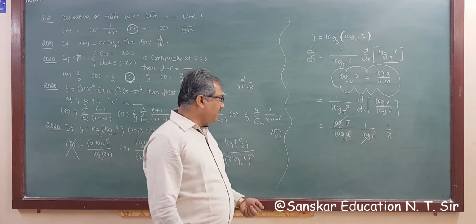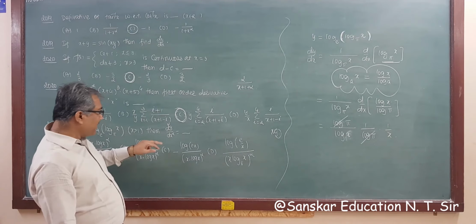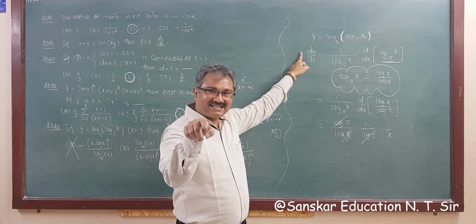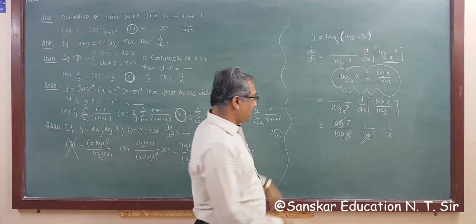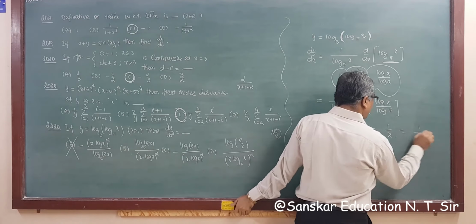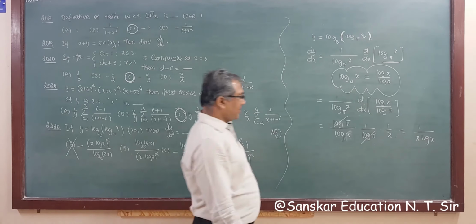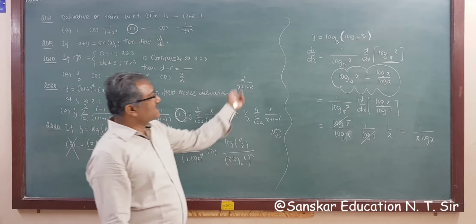So no need to worry, because we have to find d square y by dx square, and we are at only dy by dx. Got it? So don't worry. The answer will be 1 upon x into log x. So this is dy by dx.